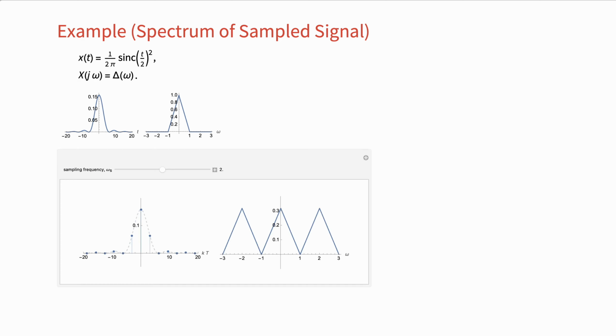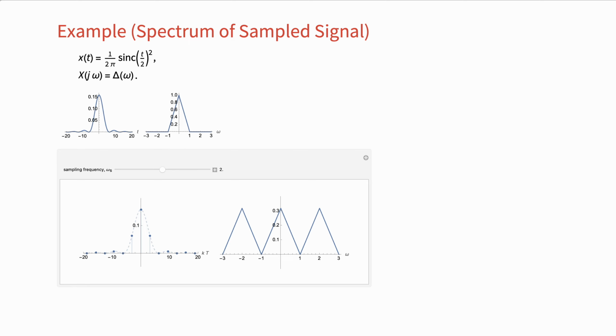Now let's look at the sample sequence. The plot of the sample sequence is shown on the left, and the Fourier transform of the sample sequence is shown on the right. As we just saw, the spectrum of the sample sequence is a superposition of shifted copies of the spectrum of the original continuous time signal.